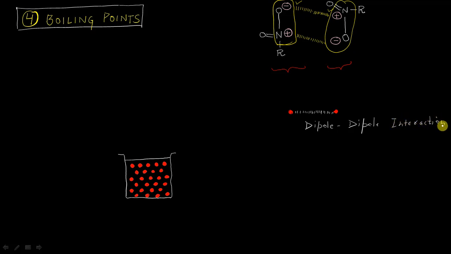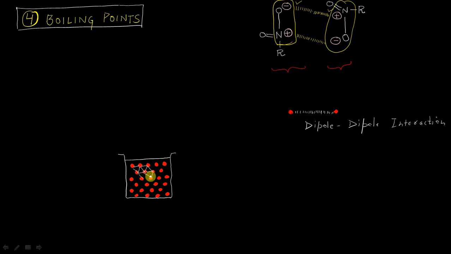So you can see here, this is a beaker full of some nitro compound shown by the red dots here. And now it is very clear that in between each dot here, there is present what? There is present a strong intermolecular force of attraction, and that is nothing but a dipole type of interaction.